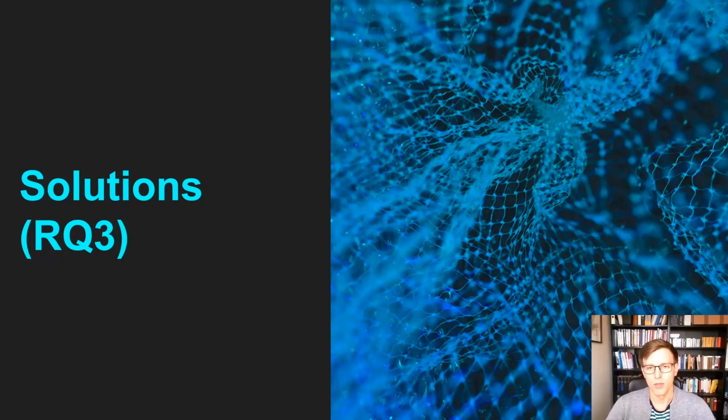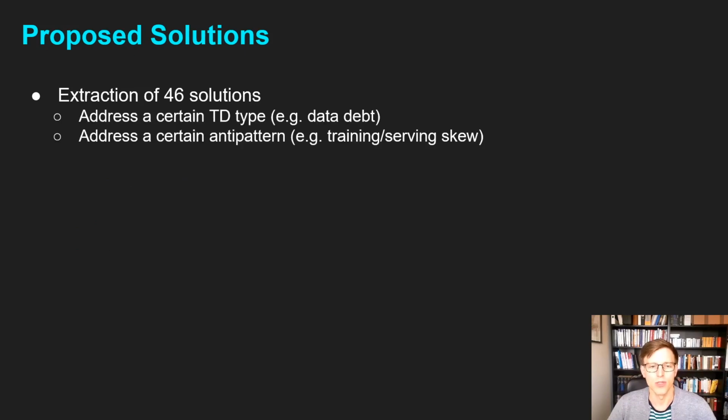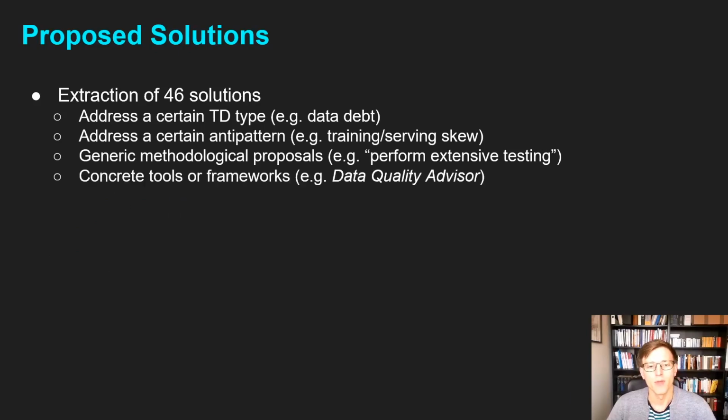Lastly, I want to talk about some solutions proposed in the literature to address technical debt and antipatterns in AI-based systems. In total, we extracted 46 solutions. Some of these solutions address a certain technical debt type, like data debt, and some address a specific antipattern, like training serving skew. Then we had some solutions that were rather generic methodological proposals, like perform extensive testing. And lastly, we had a few concrete tools or frameworks, like a data quality advisor for machine learning.